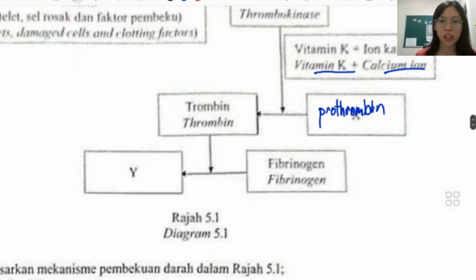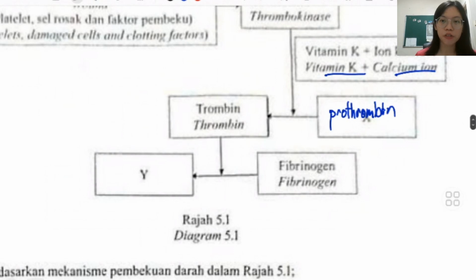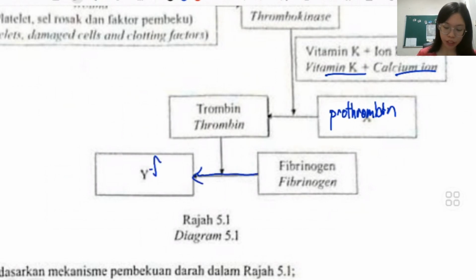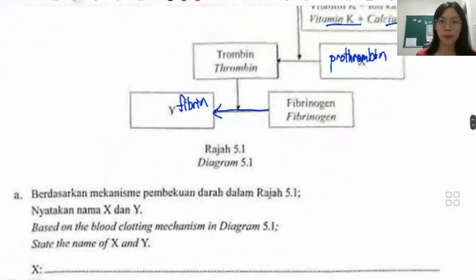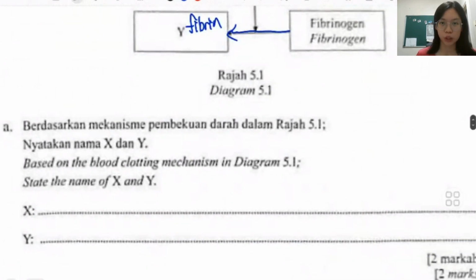Prothrombin to thrombin. Thrombin acts as an enzyme to catalyze the conversion of fibrinogen to fibrin. Then the fibrin will form a network on the wound and trap the red blood cells, which in turn prevents blood loss.